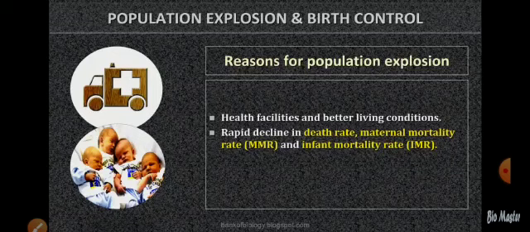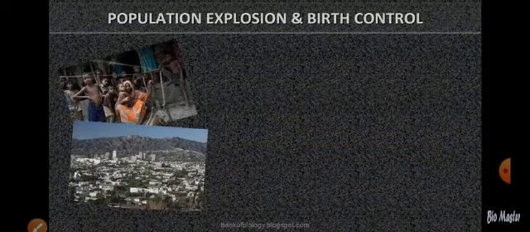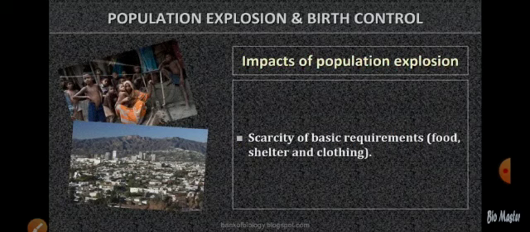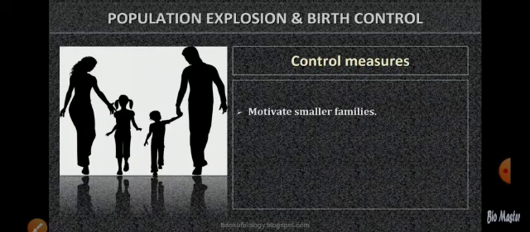rapid decline in death rate, the maternal mortality rate, and the infant mortality rate. Increase in the number of people in the reproductive age, which can bear a large number of offsprings, thus leading to increment in the population. Now, the impacts of population explosion include the scarcity of basic requirements, which is a right of every individual, that is, food, shelter, and clothing. Therefore, there is a need to control the ever growing population.